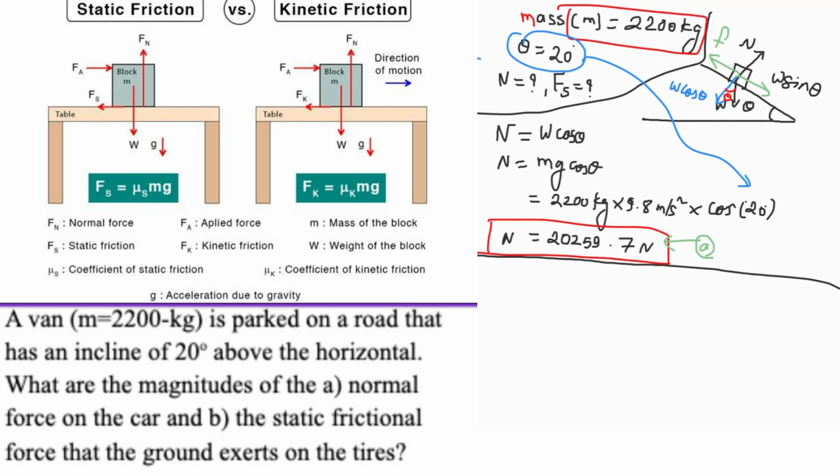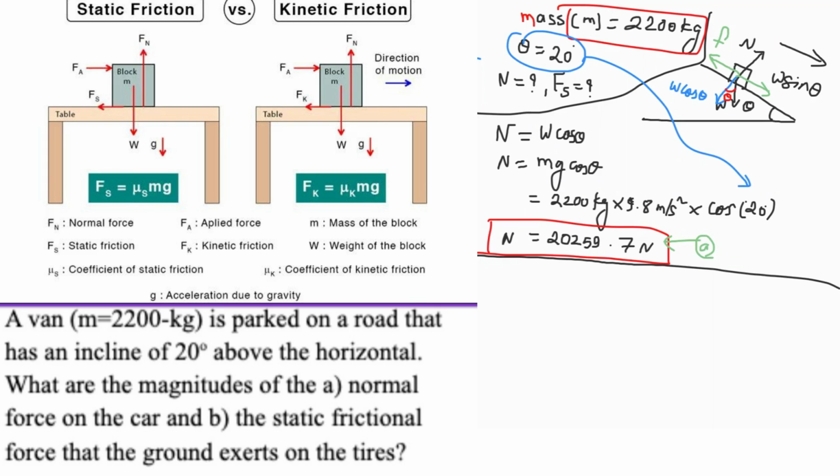The magnitude of static friction. Whenever the question says static friction, it means the friction exerting on the car when the car is not moving. When your car was moving, it would move towards the downside. But when your car is not moving, what does that mean?